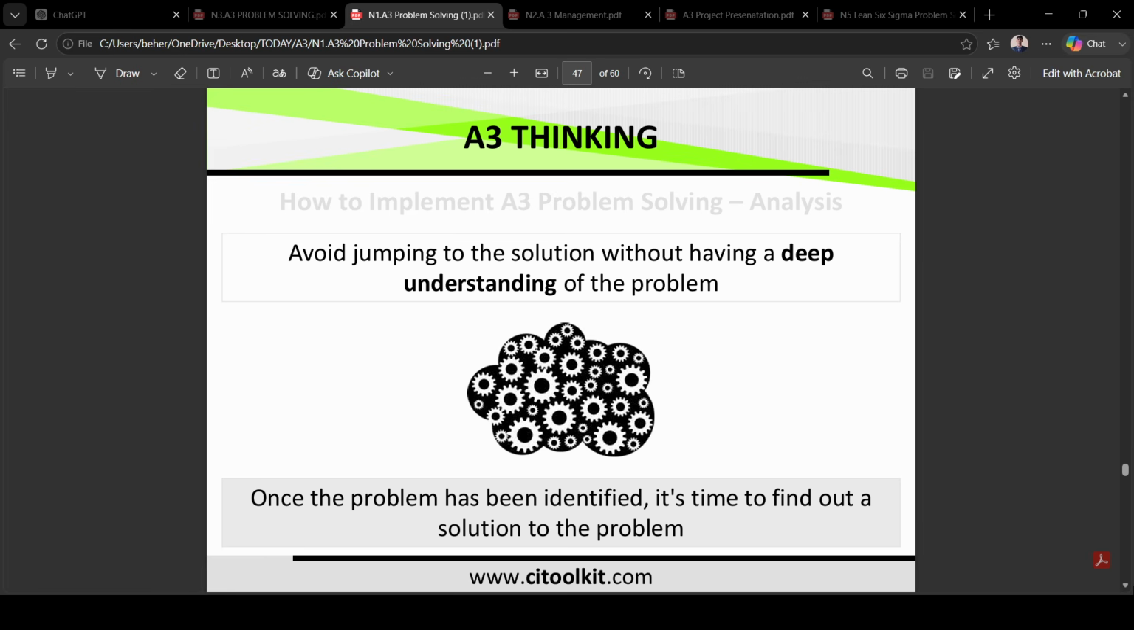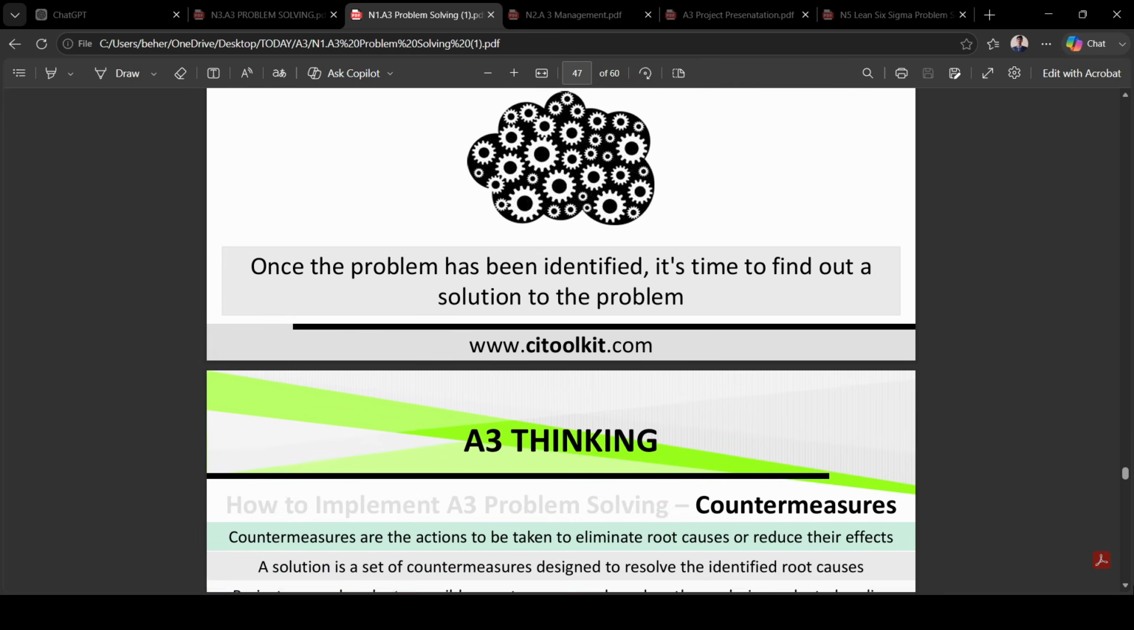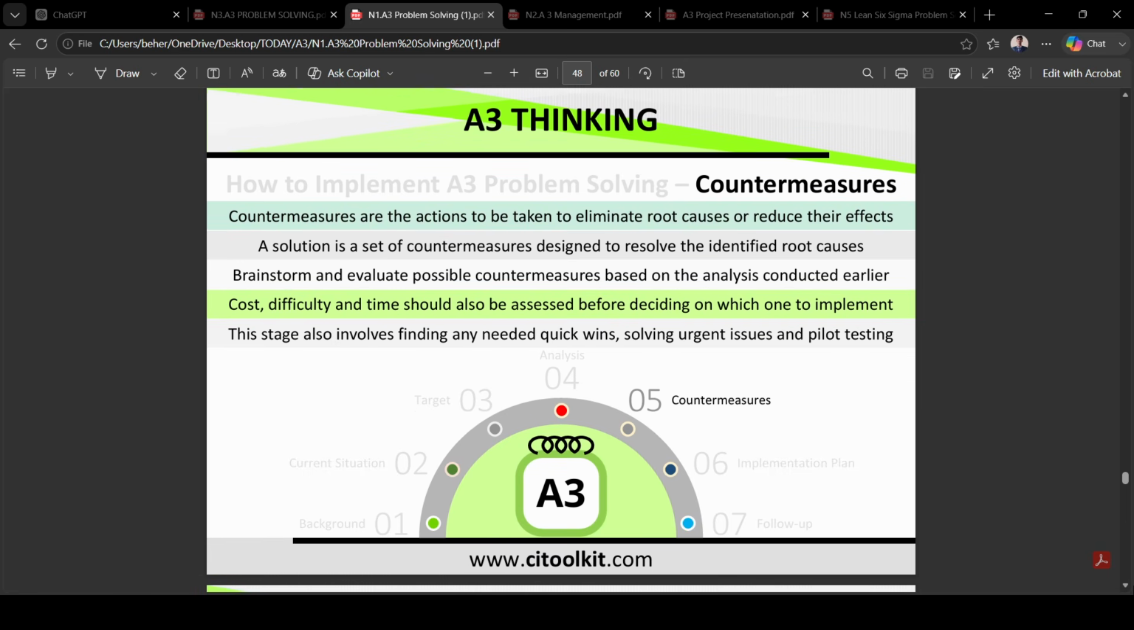Once the problem has been identified, it's time to find the solution to the problem. Countermeasures.